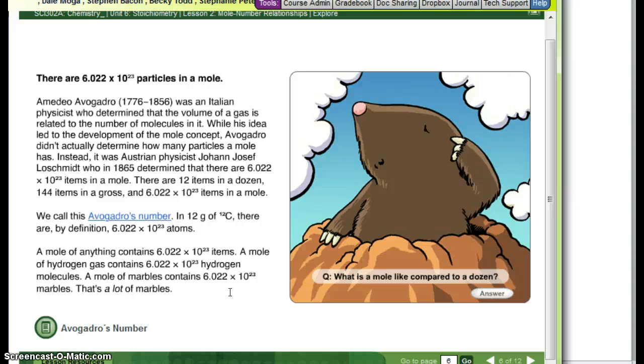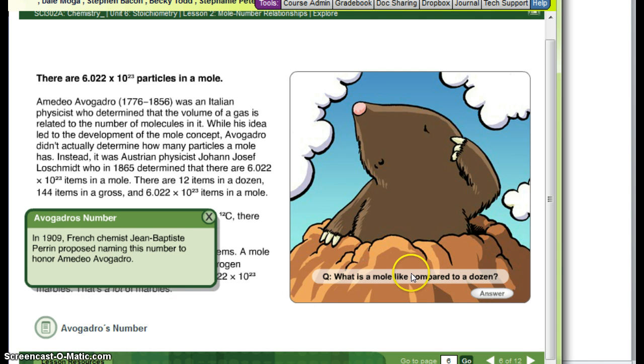A mole of hydrogen gas contains 6.022 times 10 to the 23rd hydrogen molecules. A mole of marbles contains 6.022 times 10 to the 23rd marbles. That's a lot of marbles. You have to know this number, okay? That's why they wrote it like 100 times, because you need to know it.